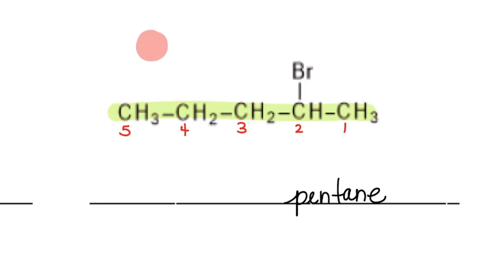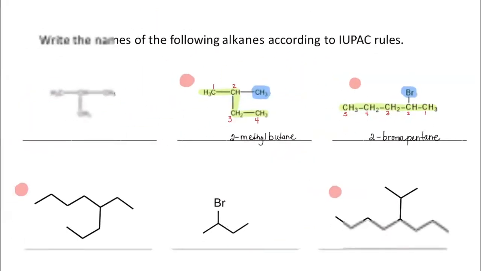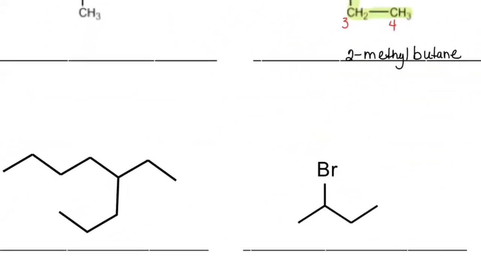My branch here is going to be Br. So if I have a bromine as a substituent, what is the name of that substituent? Great job, excellent. Bromo. And then as a prefix of that, I give its location, which is 2. 2-bromopentane. Let's move on to the skeletal.